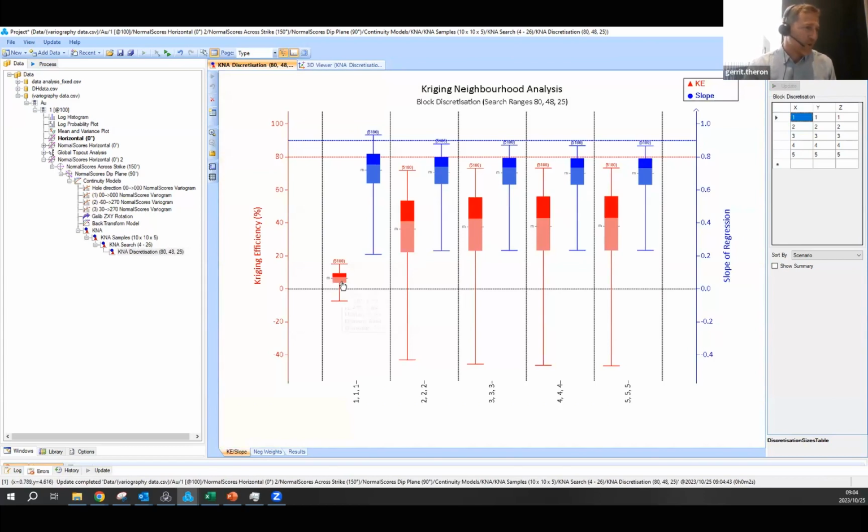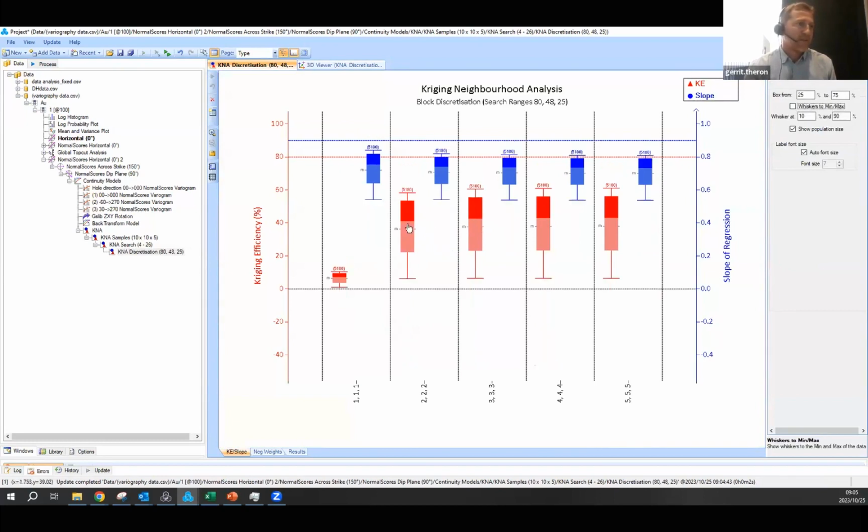So we can see 1 by 1 is out of the question. Obviously after 3 by 3, it flattens out. There are the box and whisker plots, and we can see there's a slight reduction. So I will typically go for, in this example, let's just use 2 by 2 by 2. It gives us a good kriging efficiency and a good slope of regression. Not much poorer than 3 by 3 or 4 by 4 would. So that's our estimation optimization.